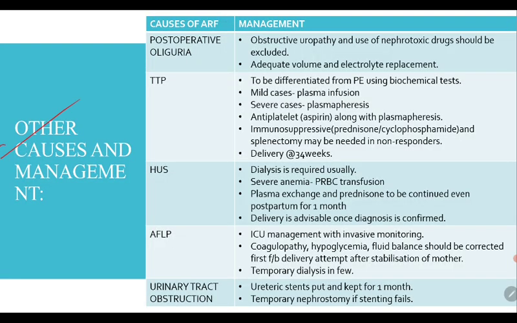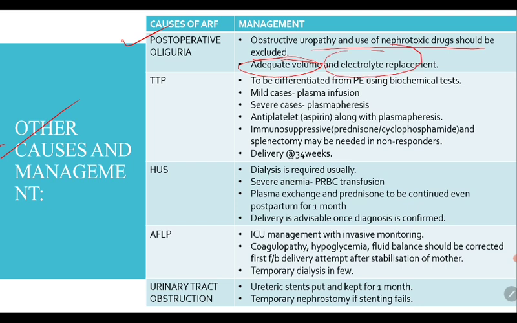Other causes management. Causes of acute renal failure in pregnancy: post-operative oliguria, obstetric uropathy, and nephrotoxic drug use should be excluded. Post-operative oliguria should rule out obstetric uropathy and nephrotoxic drugs. Adequate volume and electrolyte replacement should be corrected.